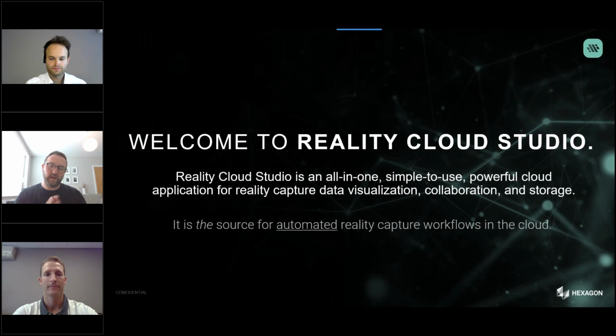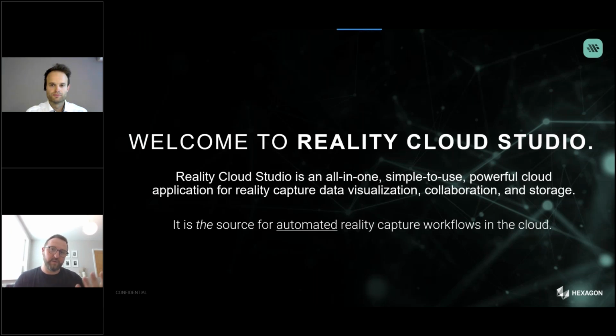So Reality Cloud Studio, it's an all-in-one platform. It's very, very easy to use, as you'll see today from the session. There's a lot of automation and powerful cloud tools in there, such as automatic registration, meshing, collaboration tools, and of course, primarily with reality capture data, we capture a lot of data, so it's all about storing that content and making it easily distributable to internal and external stakeholders. And really, we are making huge use of the power of the cloud as we go forwards.